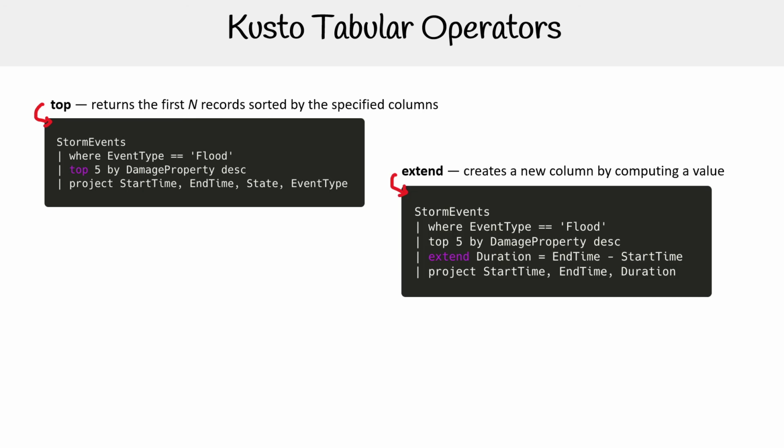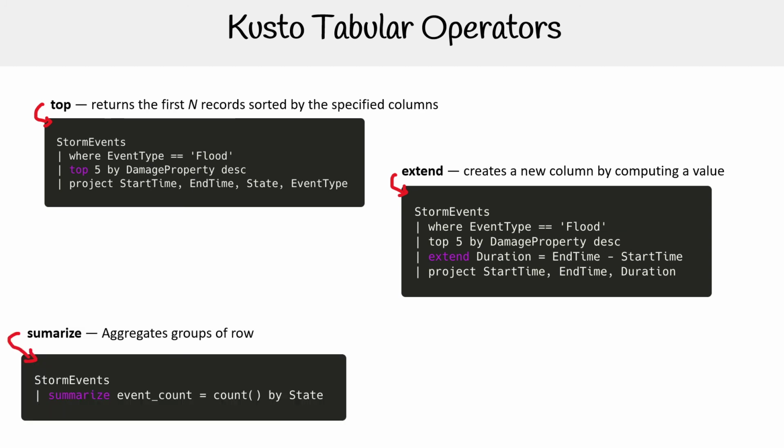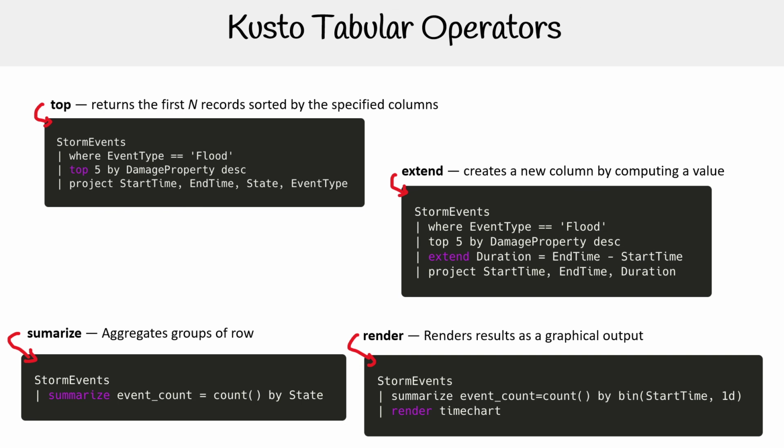You have extend, which creates a new column by computing a value. So notice that it says duration equals end time minus start time, and then we're using duration somewhere else. Then you have summarize, which aggregates groups of rows. That's kind of like group by in regular SQL. And then render, which renders results as a graphical output. And to me, that's a really cool one.